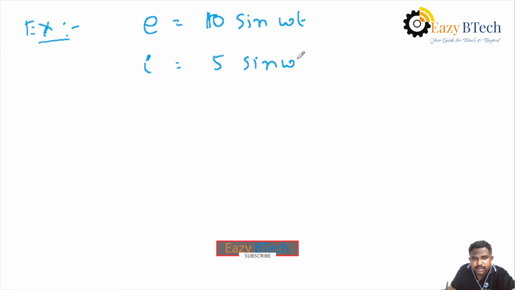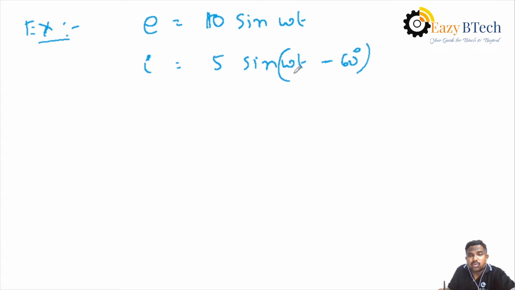This phase difference concept you can analyze by considering a very simple example. Suppose E equal to maximum value 10 sin omega t and I equal to maximum value 5 sin omega t minus 60 degrees. Then what is the phase difference here? That is 60. Okay, the phase angle of the voltage waveform is 0 and the phase angle of the current waveform is 60. Then the phase difference is simply 60 degrees. Then you can analyze that phase difference with respect to waveforms also.